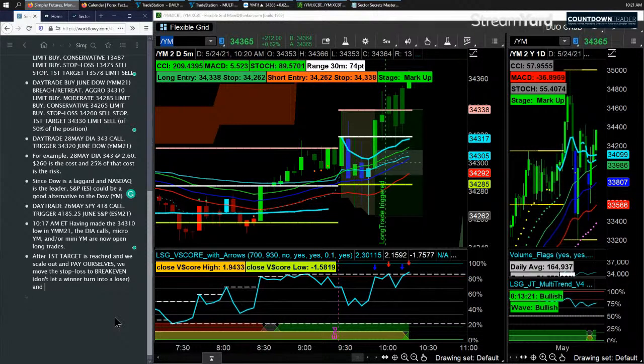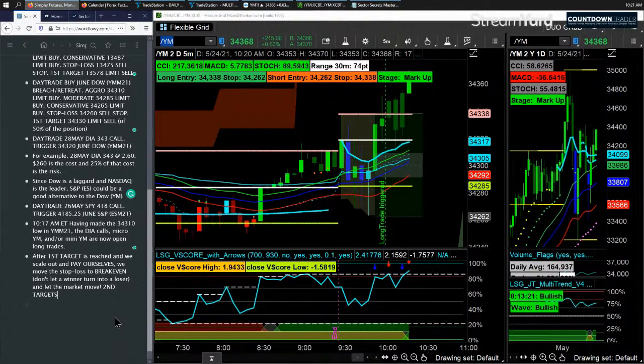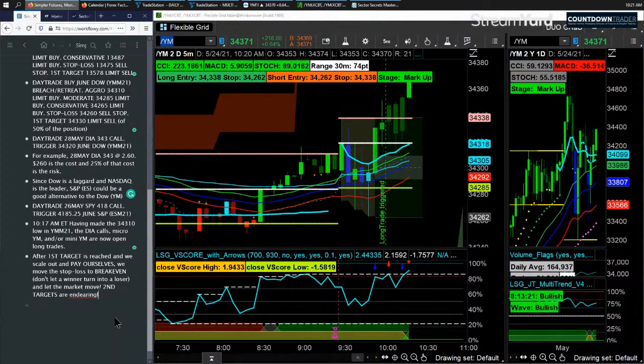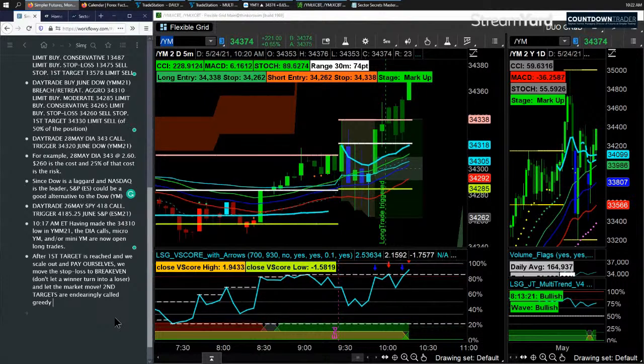And I think the first mistake a lot of traders make is they immediately want a second target. We let the market move, get out of its way. Second targets are endearingly called greedy bastard targets in this room. All right. In other words, we shift into letting the market keep moving for us, and perhaps a 34,390 or maybe even a 34,420.